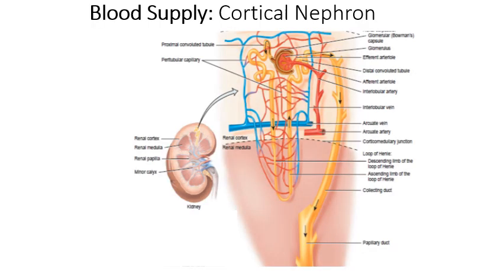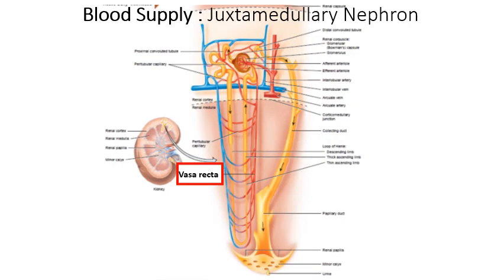In this schematic you can see the cortical nephron blood supply, and in this figure you can see the juxtamedullary nephron blood supply, characterized by having these peritubular capillaries lying side by side, surrounding the long loop of Henle, which is called the vasa recta. The vasa recta are the peritubular capillaries of the juxtamedullary nephrons.